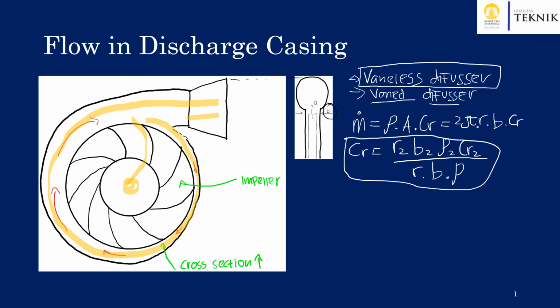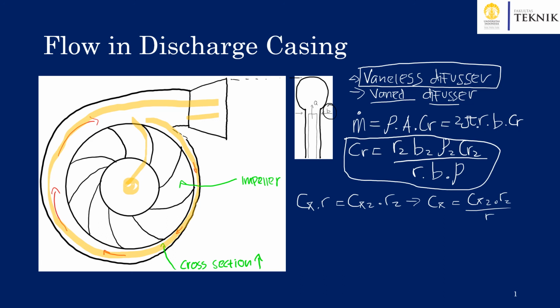And assuming that there is no friction within the flow, we can estimate the tangential component of the absolute velocity, or Cu, multiplied with r, that will be equal to Cu2 multiplied with the radius at point 2, or at the outlet of the impeller. And then from this we will get that Cu equal to Cu2 multiplied by r2 divided by the radius.